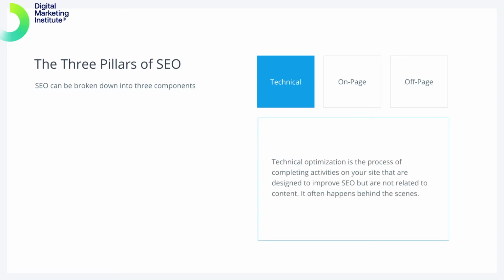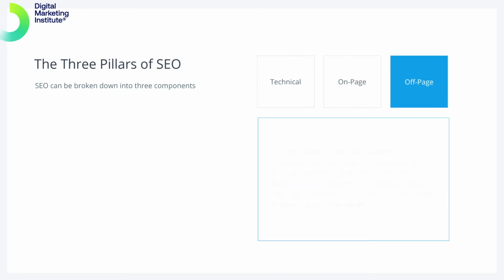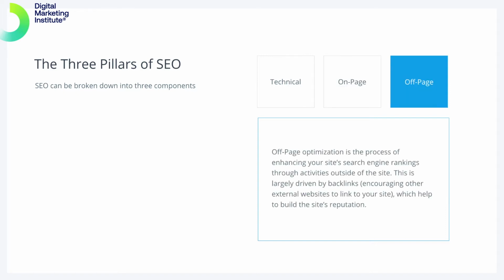Technical optimization is the process of completing activities on your site that are designed to improve SEO but are not related to content. On-page optimization is the process of ensuring the content on your site is relevant and provides a great user experience. Off-page optimization is the process of enhancing your site's search engine rankings through activities outside of the site. This is largely driven by backlinks, which help to build the site's reputation.